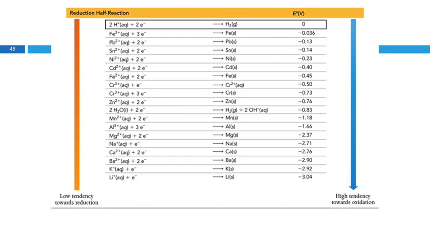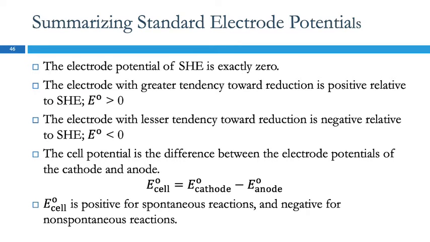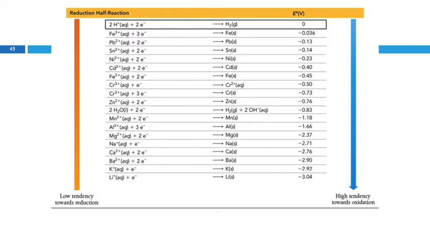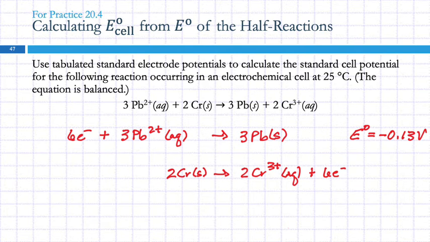So now I'm going to look for this other one, chromium and chromium 3. I think this is in the bottom part as well. Let's see, here's chromium 3. Okay, so this is chromium 3 and chromium 2. That's not what we want. This one is chromium 3 and chromium. And so this is negative 0.73. But this is written opposite of what I have. Right? This has the electrons on the left side, negative 0.73. On mine, I've got the electrons on the right side. So I'm going to change the sign.